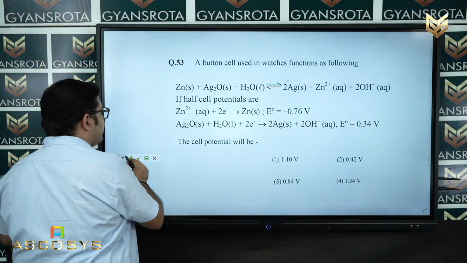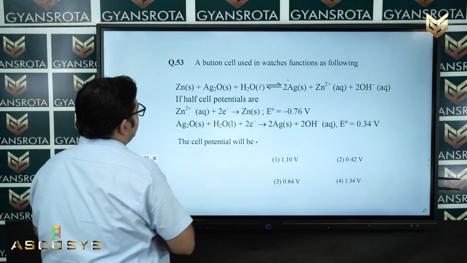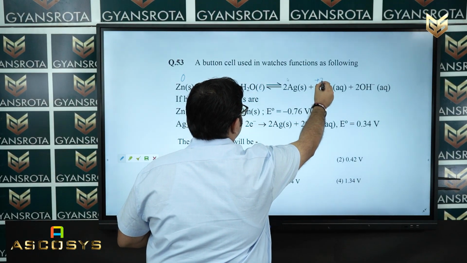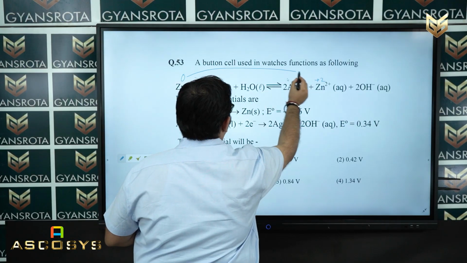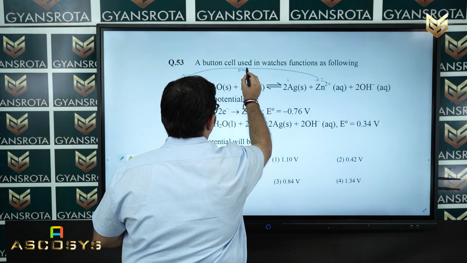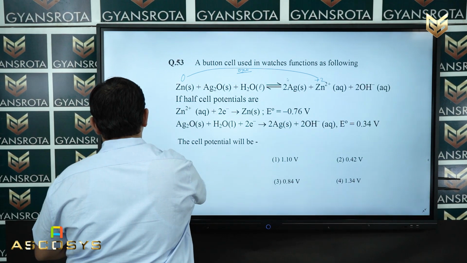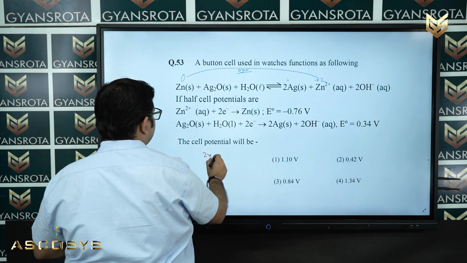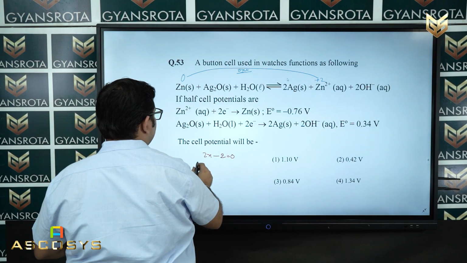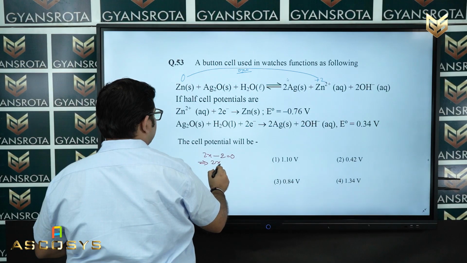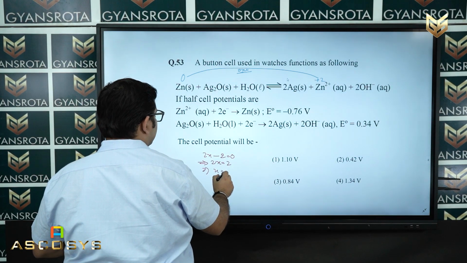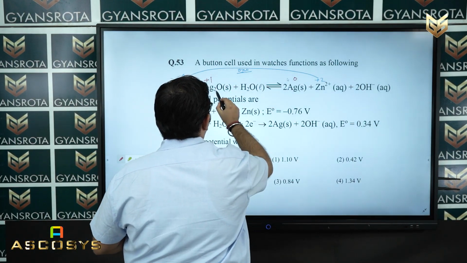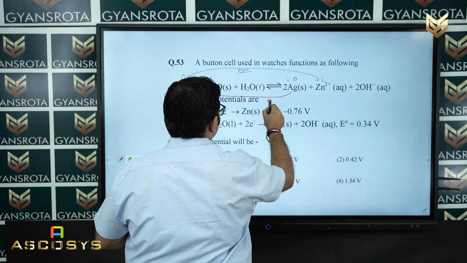Let us first calculate the oxidation states. For zinc it is 0, and it is converted into the +2 state, which means this process is the oxidation process. Now, for Ag2O, it will be 2x plus (-2) is equal to 0. So it ends up with 2x equal to 2, x is equal to +1. So here for silver it is +1 and here it is 0. So this process is known as the reduction process.